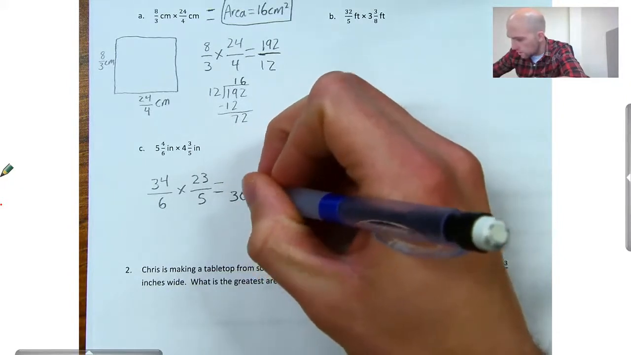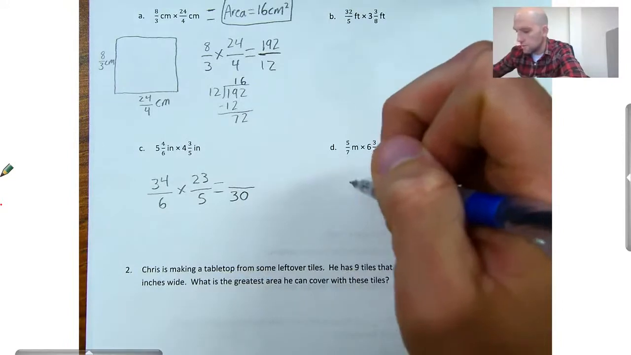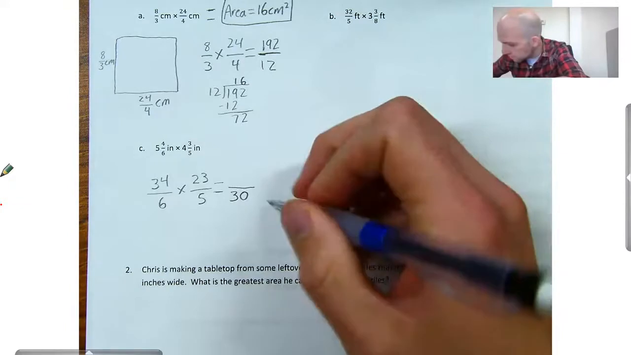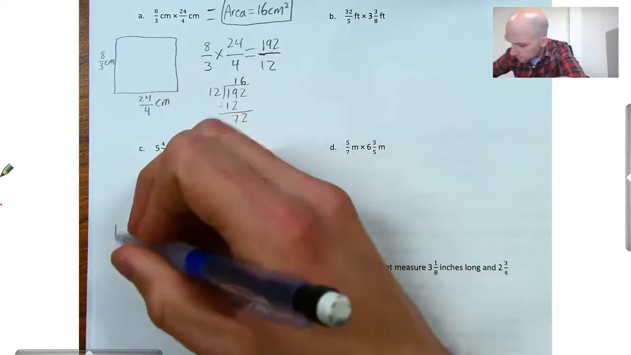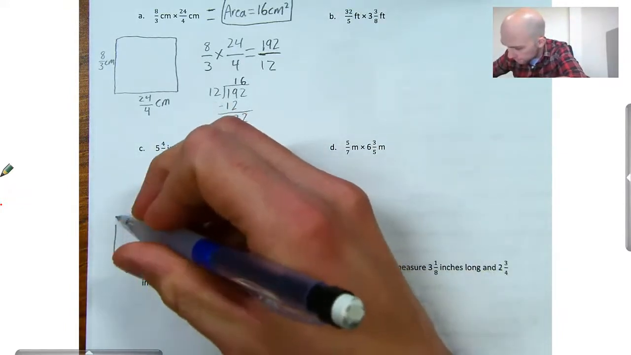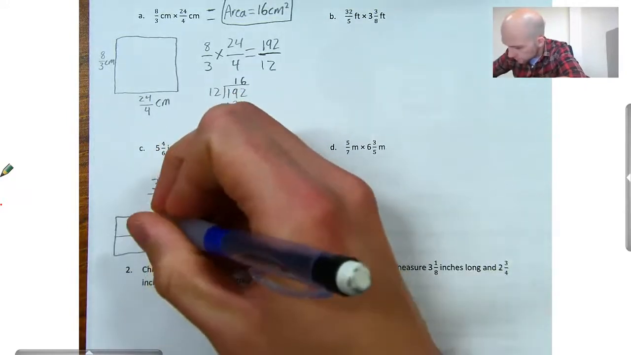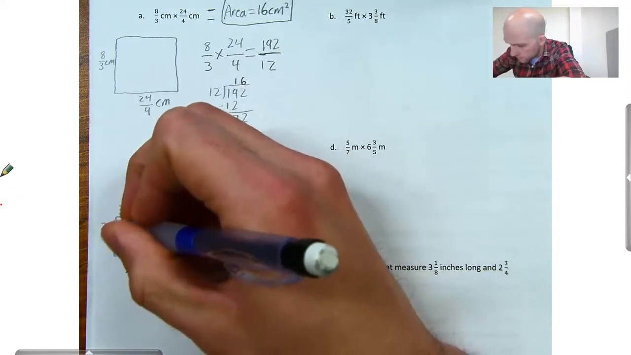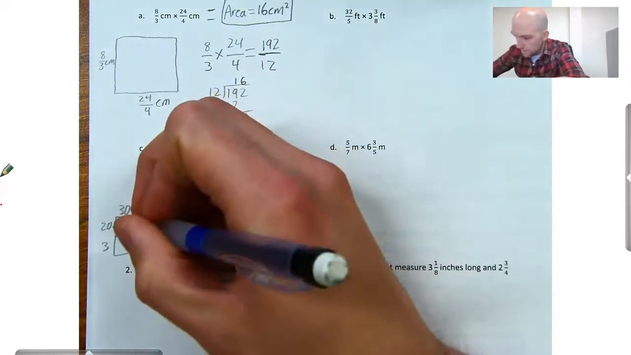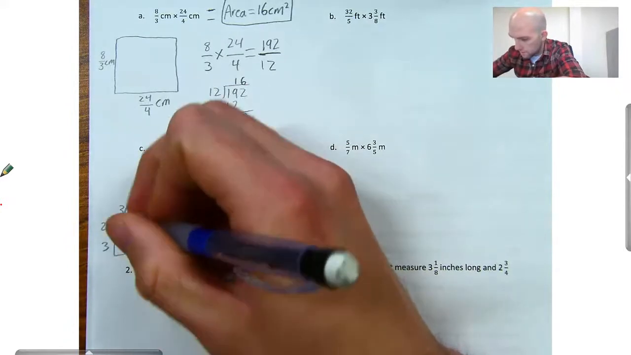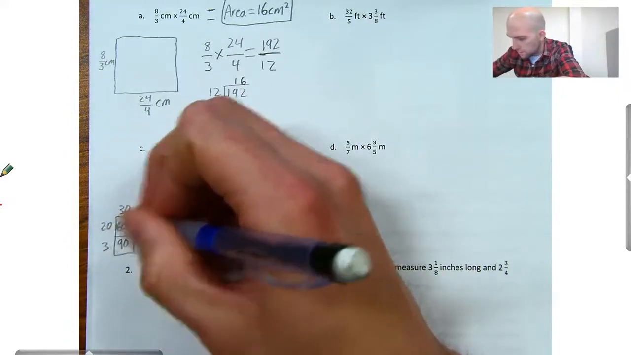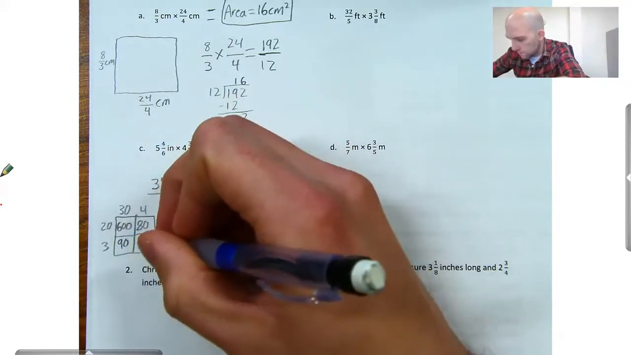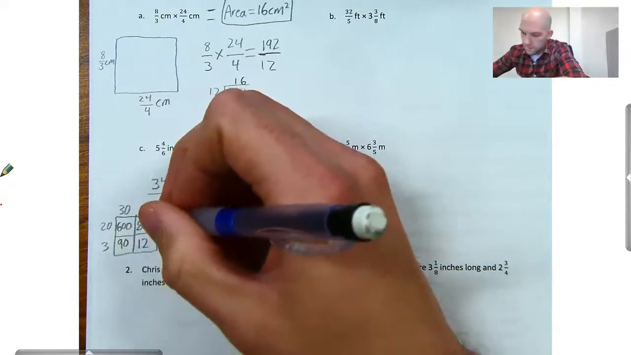And 30 will be our denominator. And then we're going to do 34 times 23. I'm going to use a little area model down here to do this, because we have a 2-digit by 2-digit. 34 by 23. And this will give us 600. 30 times 3 is 90. 20 times 4 is 80. And 4 times 3 is 12.